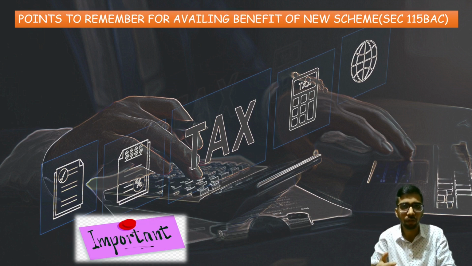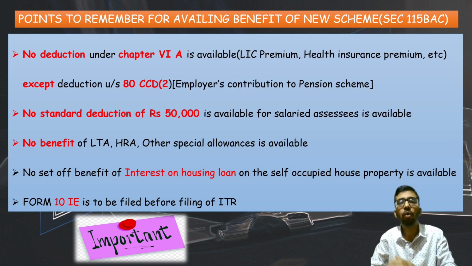You need to forego some of the benefits in order to claim this section. First of all, no deduction under Chapter VI-A is available, for example LIC premium, health insurance premium, etc., except the deduction under Section 80CCD(2). What is the deduction under Section 80CCD(2)? That is your employer's contribution to the National Pension Scheme.